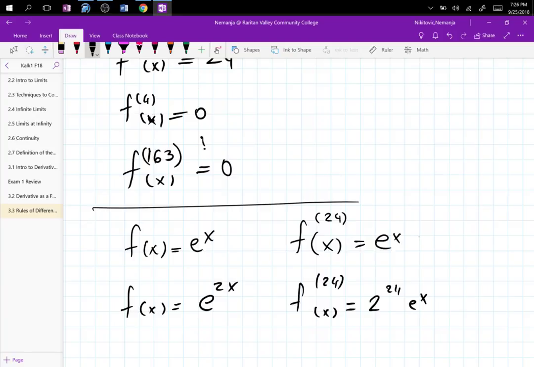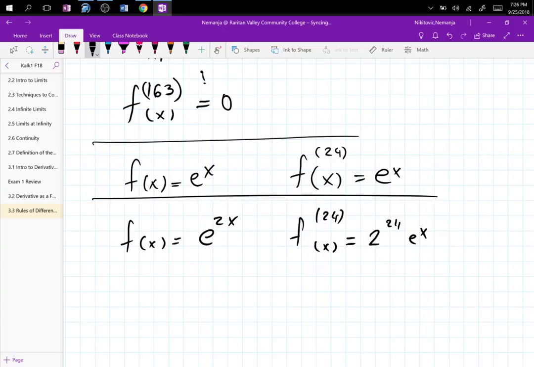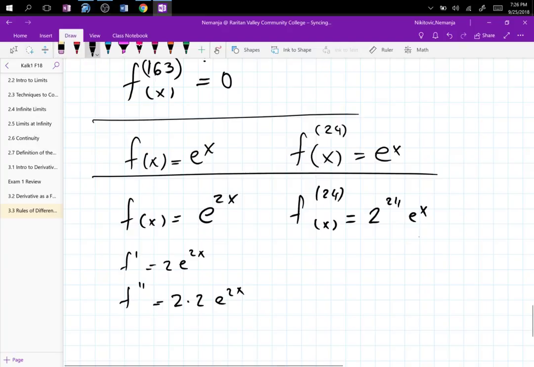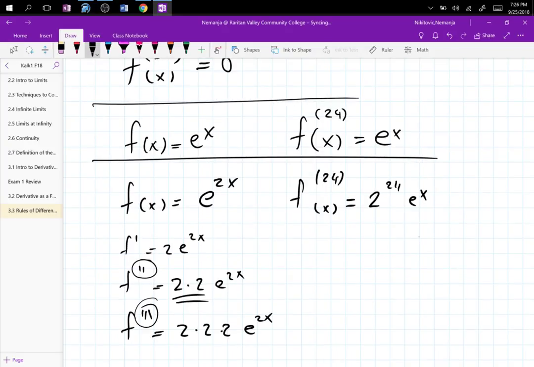If you start taking these derivatives one by one, it will make more sense. f prime is 2e to the 2x. f double prime is 2 times 2 e to the 2x. Now note that you have a second derivative and you have two 2's. Copy the constants, 2 times 2. Now you're taking the derivative of e to the 2x, another 2 pops down, and you have this. So now it's a third derivative and 3 of these. So you see that the order of the derivative is exactly the same as the number of 2's. So the 24th derivative has the 24th exponent on 2.